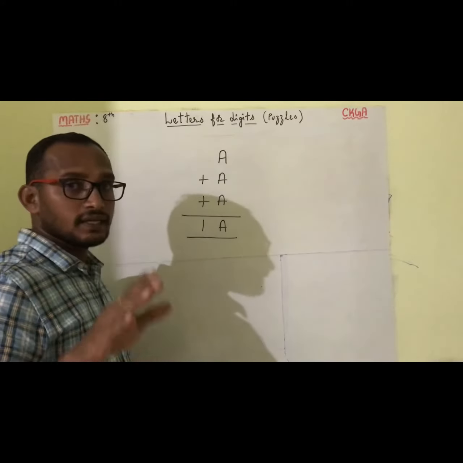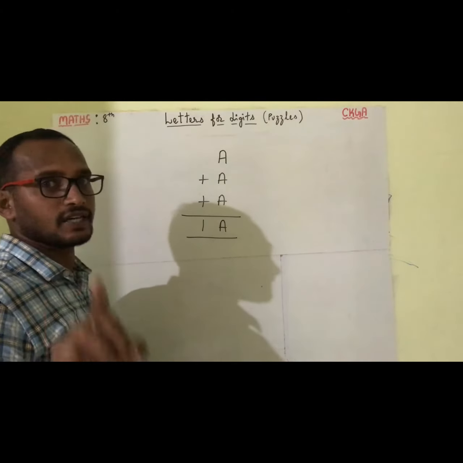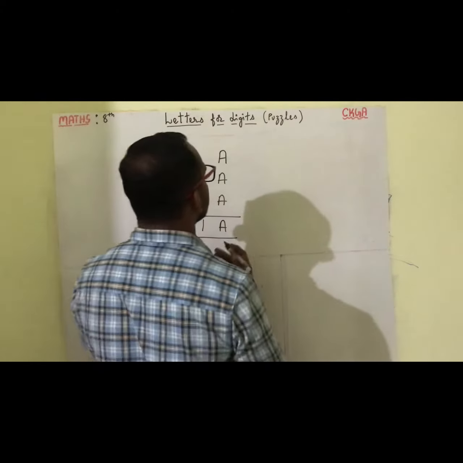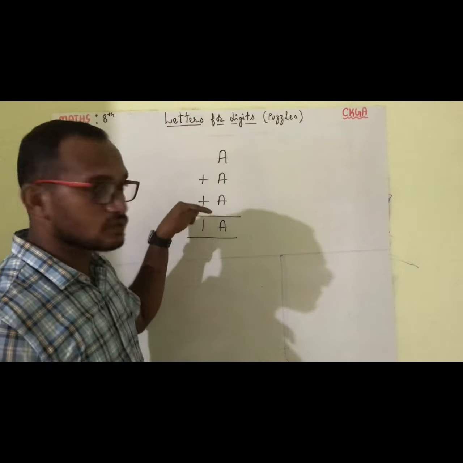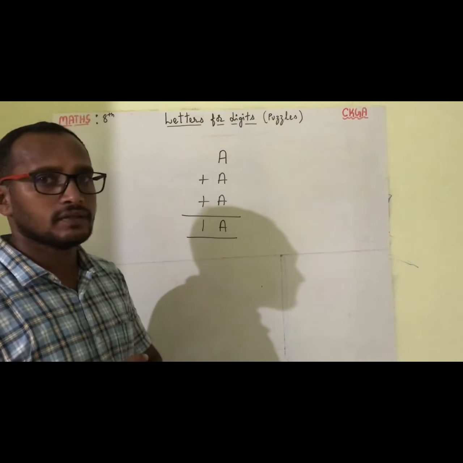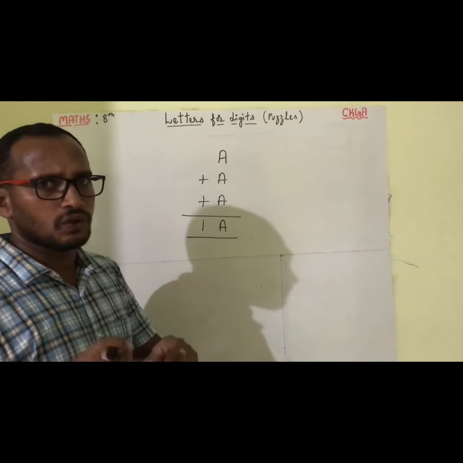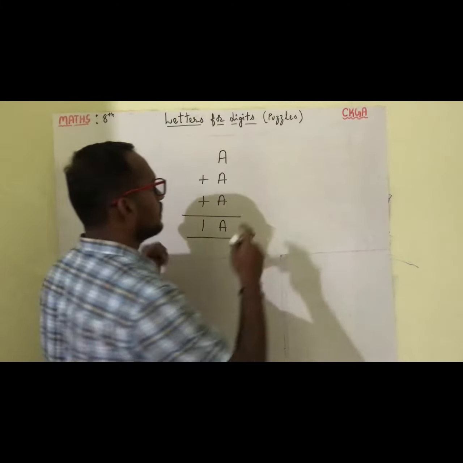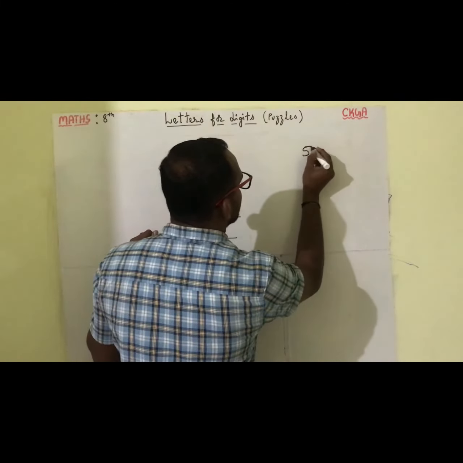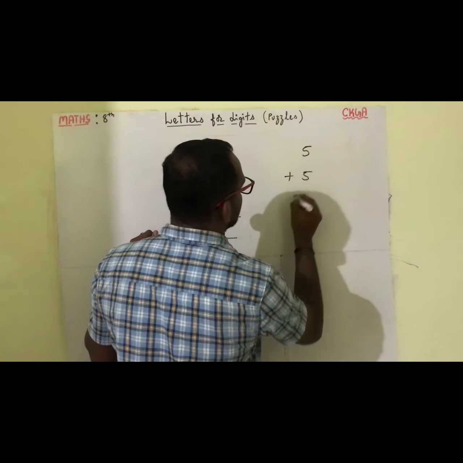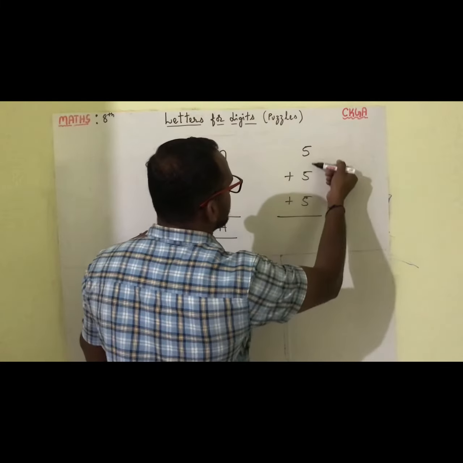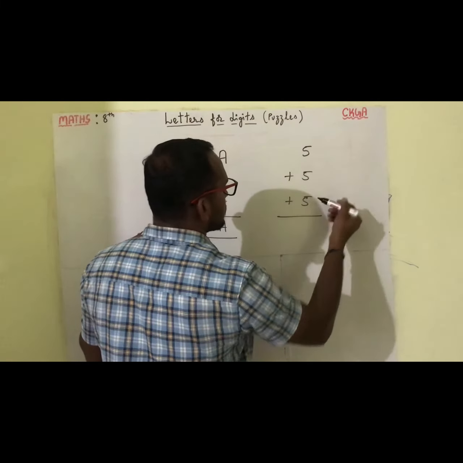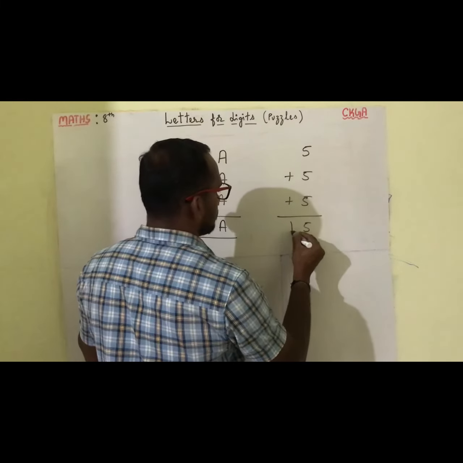As I told, it's a trial and error technique. Let's go for this one. If I take 2, 2, 2 and add this, you get 6. You don't get A back. 3, no. 4, no. 5, yes. Okay, this one: 5 plus 5 plus 5. 5 plus 5 is 10, 10 plus 5 is 15. Yes.